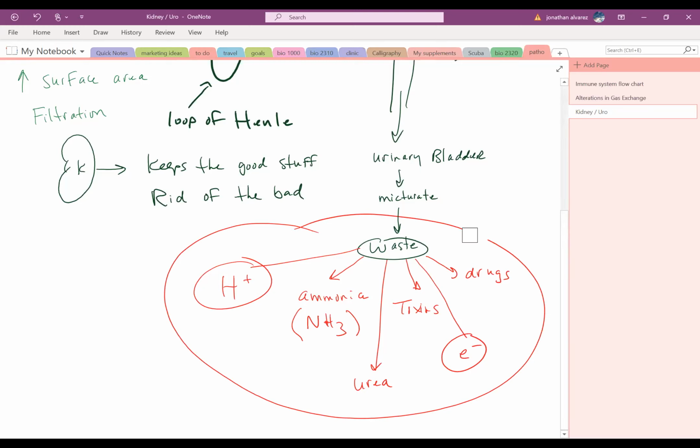All right. Another one we should add is carbonic acid. All right, carbonic acid, drugs, toxins, electrolytes, urea, ammonia, hydrogens. Some of the things that our body will eliminate.